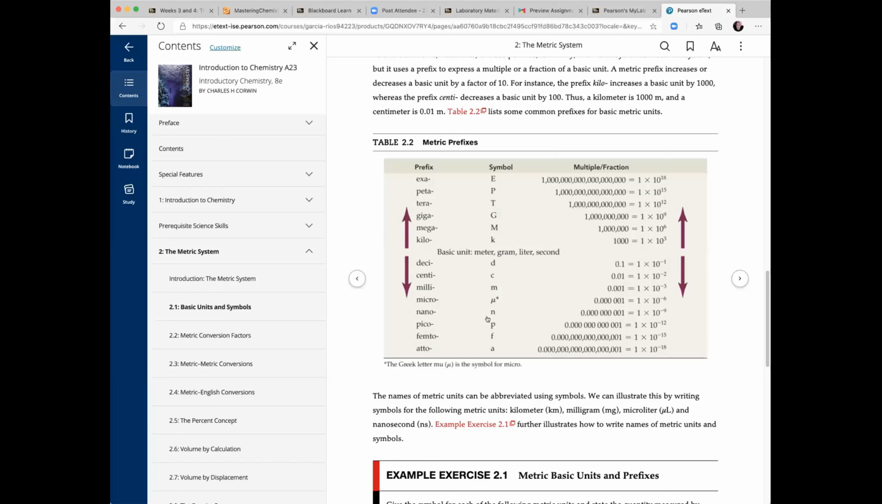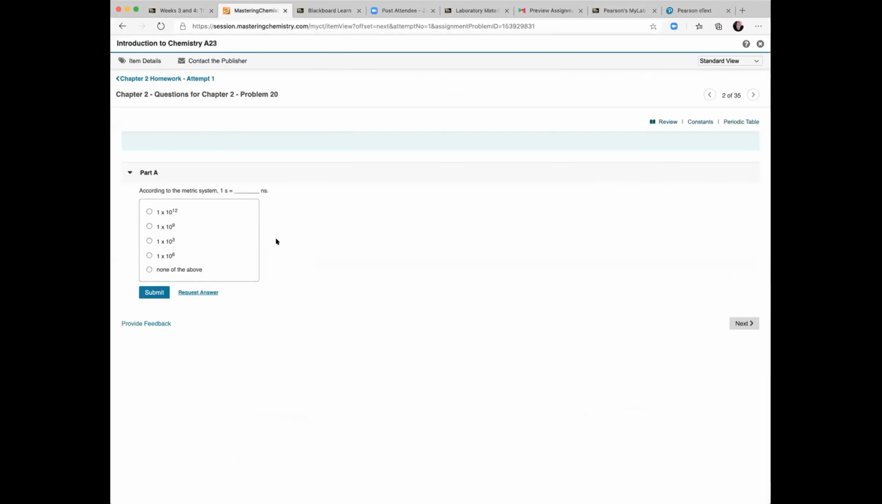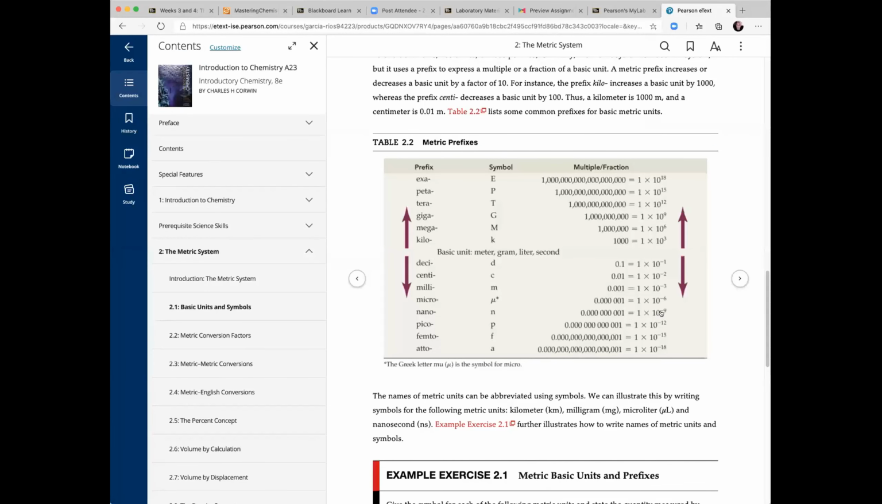In other words, one of these is many of these, because these are tiny compared to these, and these are big compared to the base unit. So going back to the question here, immediately think to yourselves, is this a tiny unit or a big unit? Well, it's a tiny one. It's called nano. It's right here, and it's 1 times 10 to the negative 9 of the base unit. So it's 1 billion times smaller than the base unit.